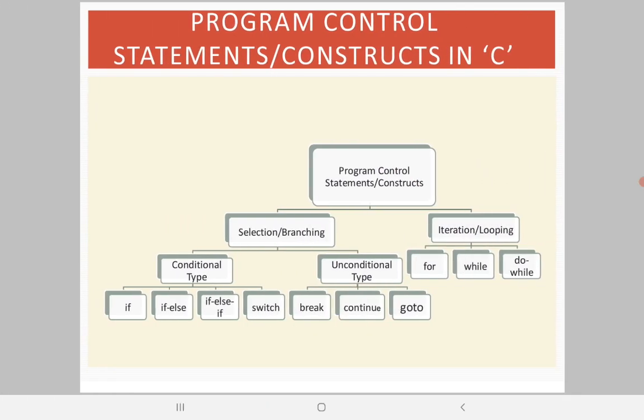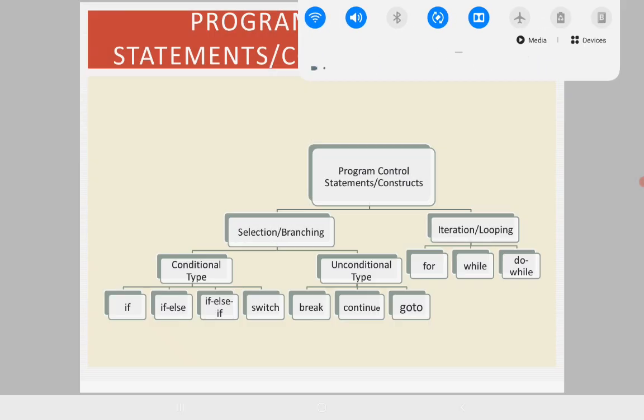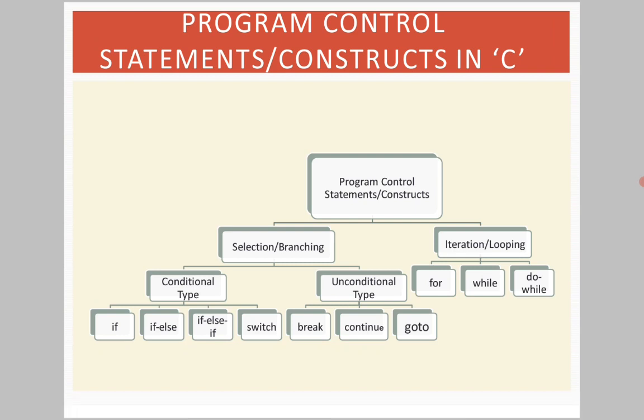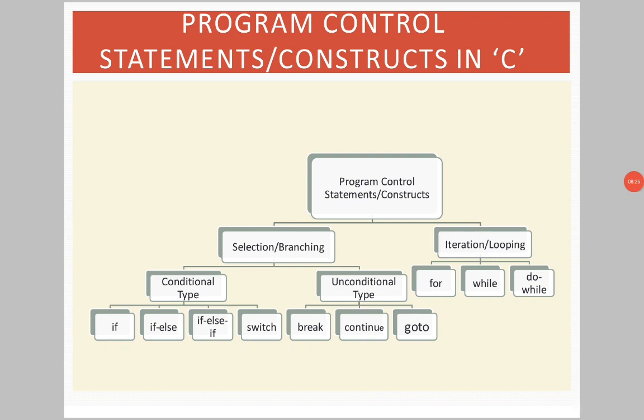Next, program control statements are constructs in C language. What are the different types of control statements available in C language that we discuss here? Program control statements or constructs are basically two types: selection or branching statements, and iteration or looping statements. The selection or branching statements are again two types: conditional statements and unconditional statements.